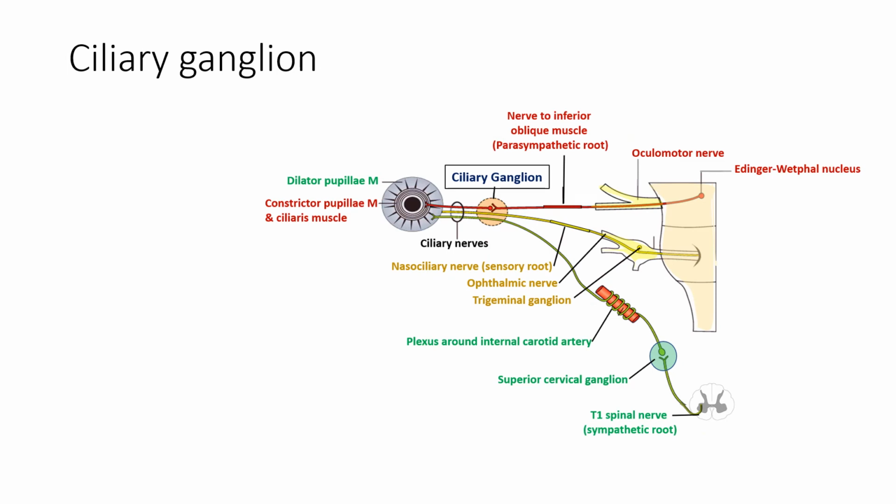Here is a slide of ciliary ganglion. This is a very important short note. Here you have to write 5 points about ciliary ganglion. Number one, where is it situated? It lies between the optic nerve and lateral rectus muscle.